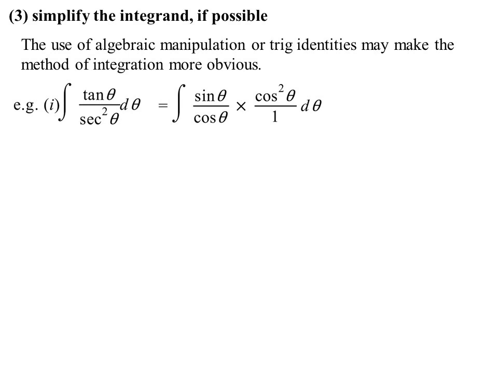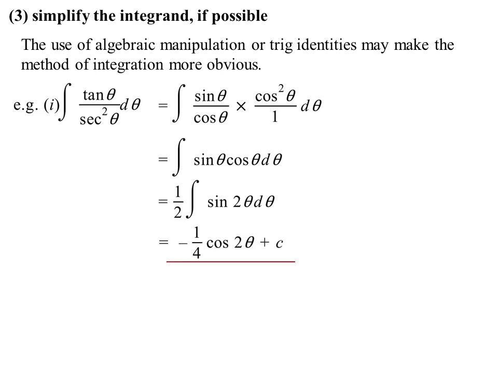Okay, now the cos theta will cancel with the cos squared, and I've just now got sine theta times cos theta, which I know is a half of sine 2 theta. And sine 2 theta I can integrate. Minus a quarter cos 2 theta is my answer. So that's a use of trig identities.